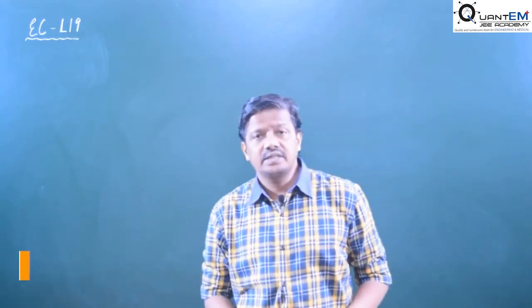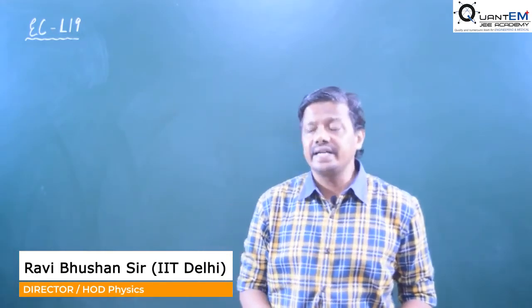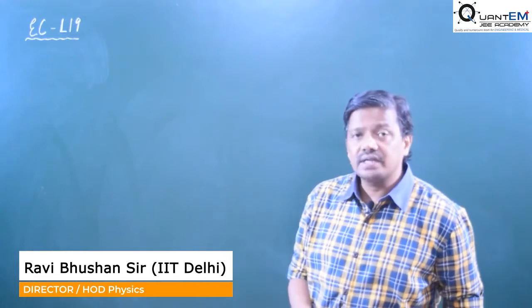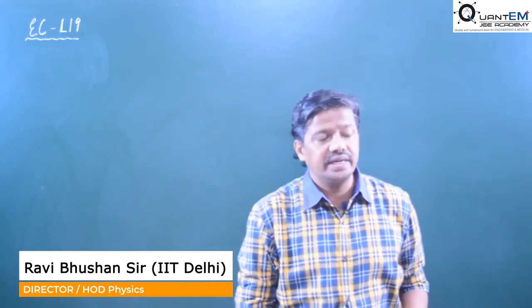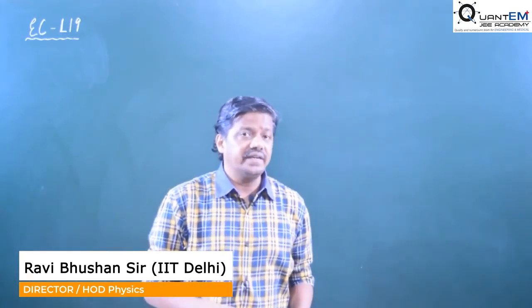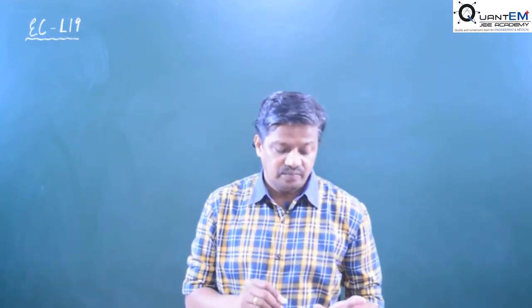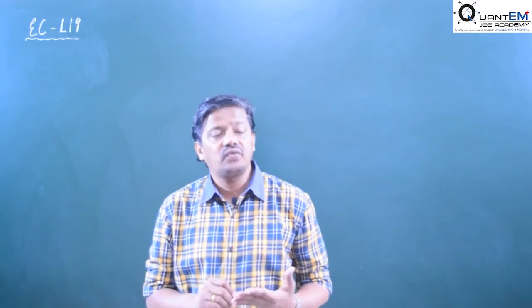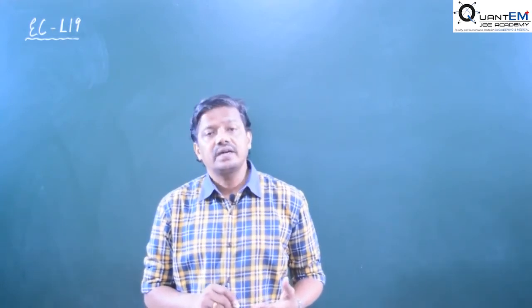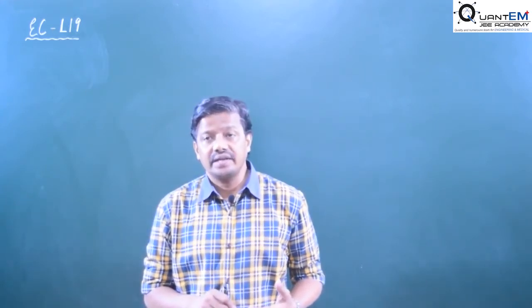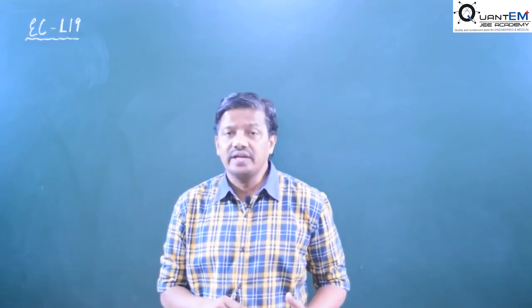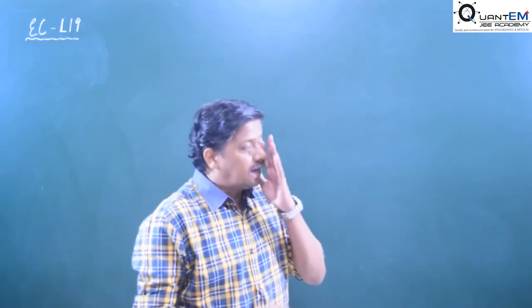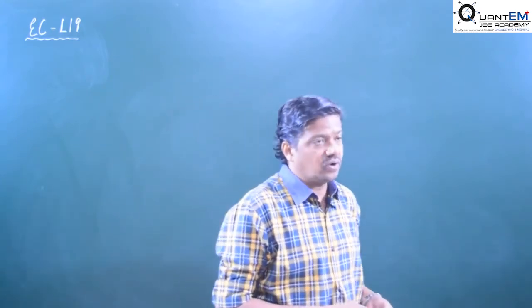Hello dear students, now it's lecture 19 of current electricity. In the previous class we did transient current, charging and discharging of a capacitor in a CR circuit with DC. During the charging and discharging processes we derived the results for charge, current, potential drop across the capacitor and resistor, and energy stored across the capacitor and resistor. And one term was there, that was time constant.